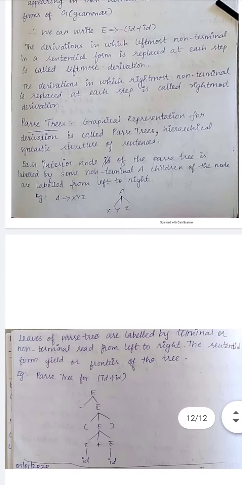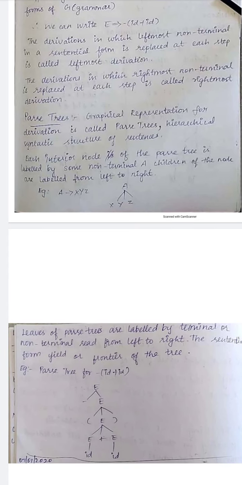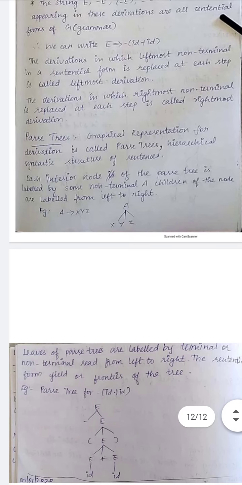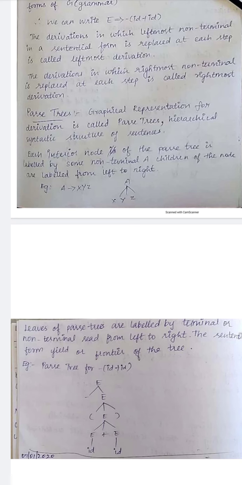In this hierarchical syntactic structure, we have some more things to concentrate on. The first one is that each interior node of a parse tree is labeled by some non-terminal. For example, in A gives XYZ, A is either the start symbol or a non-terminal. So the interior node is your non-terminal. A is the interior node here, and from that we are going to derive XYZ.